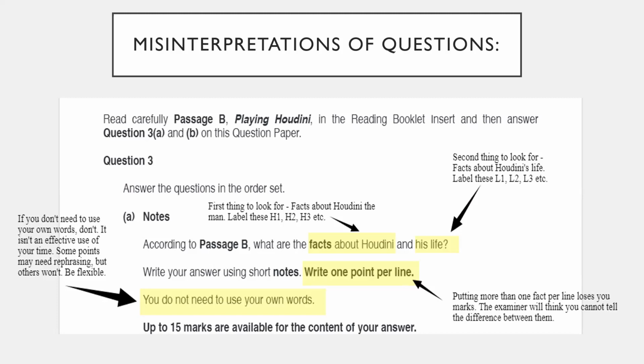Putting more than one fact per line will actually lose you marks. The examiner will think you cannot tell the difference between them. And they've specifically said, write 1 point per line. So you should always do as the question asks.